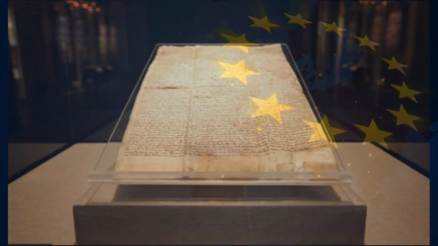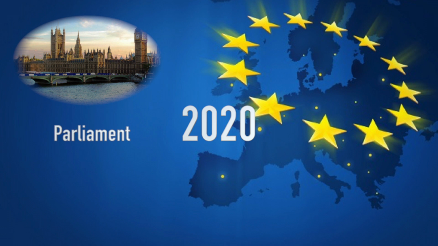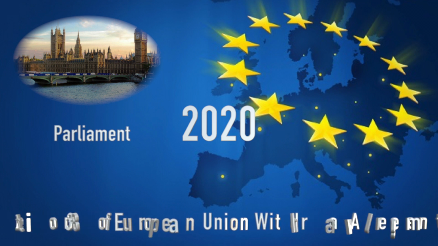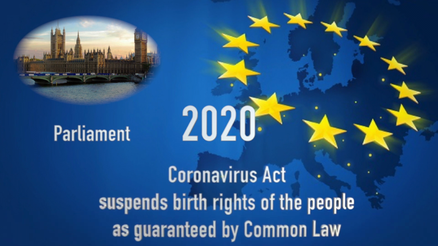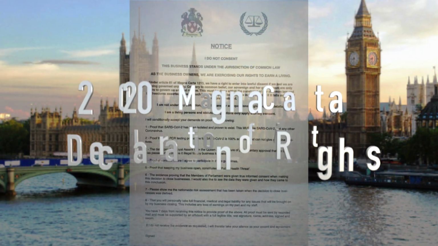In 2020, a treacherous Parliament attempted to usurp British sovereignty by way of Section 38 of the EU Withdrawal Agreement Act 2020, whilst the Coronavirus Act 2020 treasonously purported to suspend the birthrights of the British people as guaranteed by the common law, which gave rise to the Magna Carta 2020 Declaration of Rights.